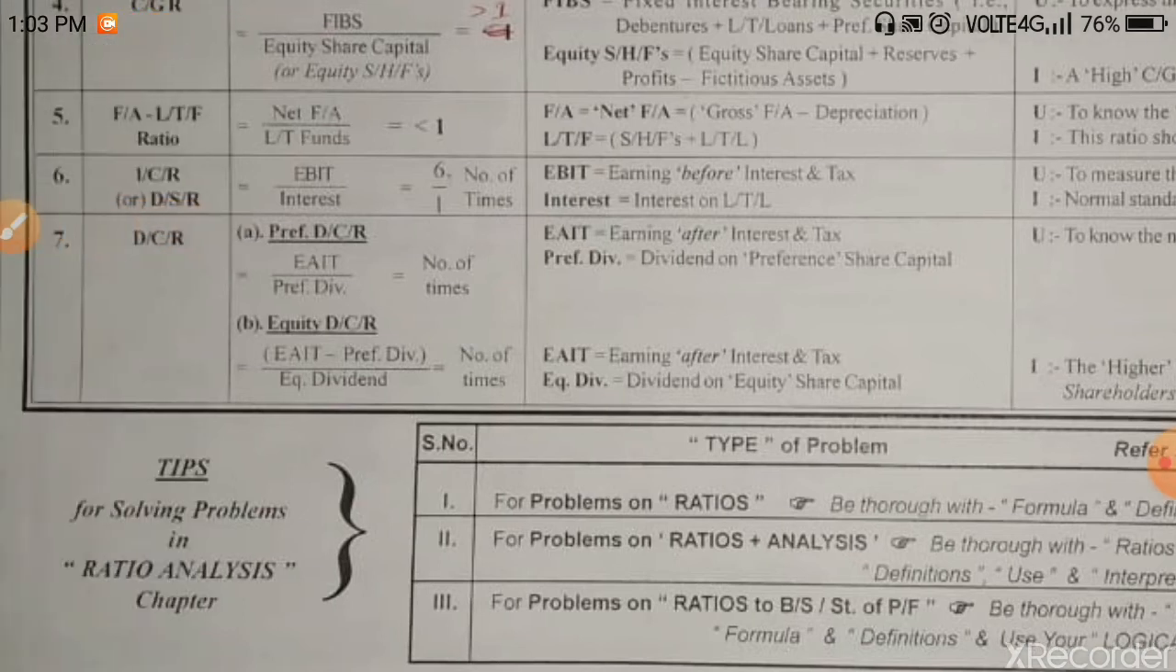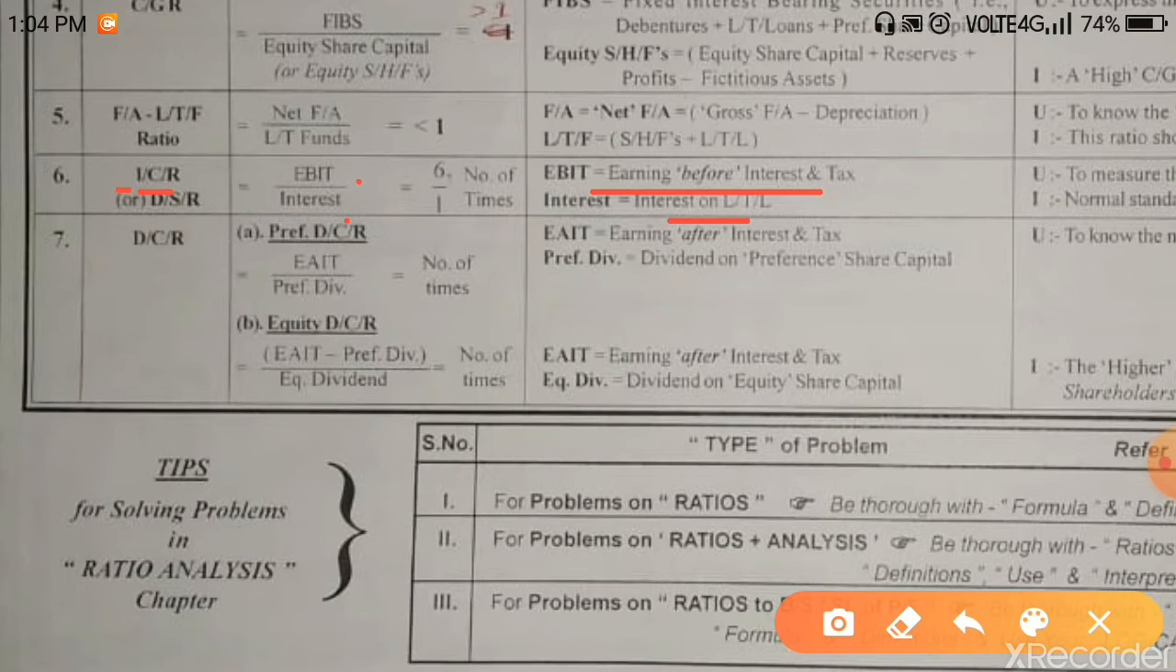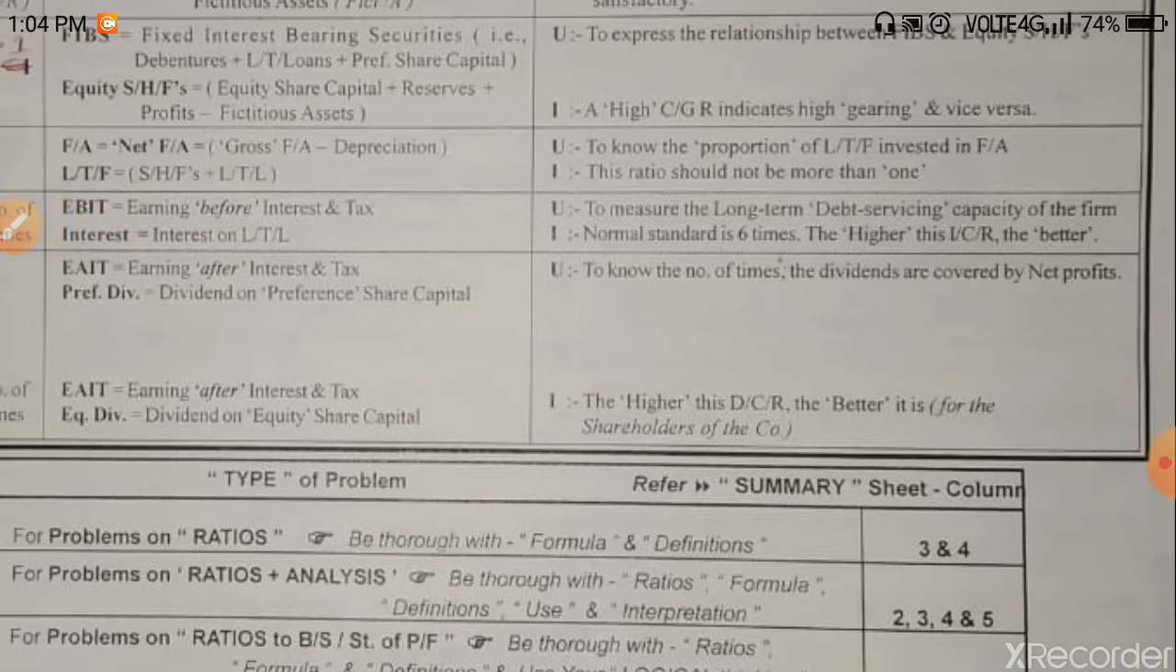Next ratio is interest coverage ratio, that is EBIT divided by interest. EBIT means earnings before interest and tax, divided by interest on long term loans. This should be 6 times, that is our profit should be 6 times our interest payment. Suppose you have 60,000 profit, your interest should be 10,000. So 60,000 divided by 10 is 6. Whatever interest we are paying, we should earn 6 times more profit. That is the concept, to measure the long term debt service capacity of the firm. The normal standard is 6 times. The higher, the better.